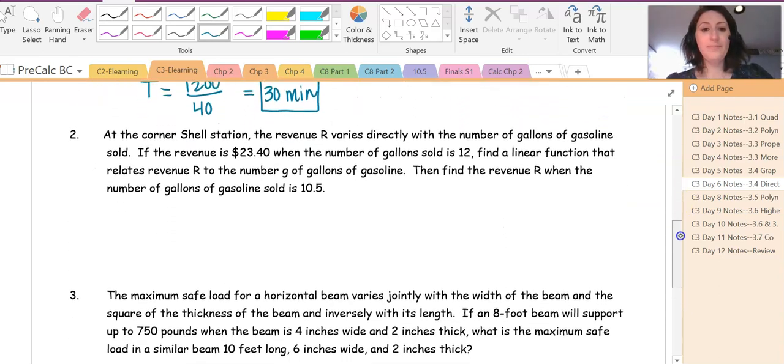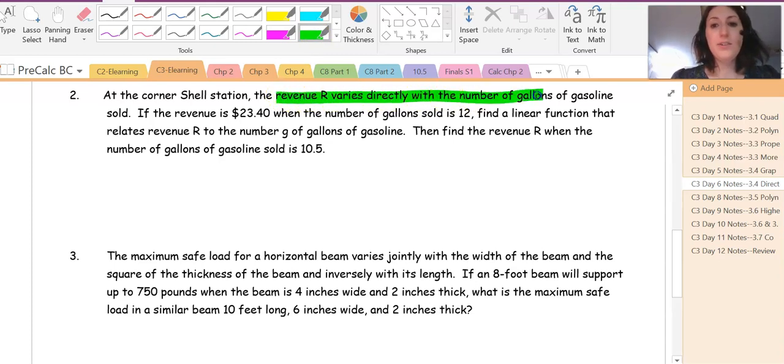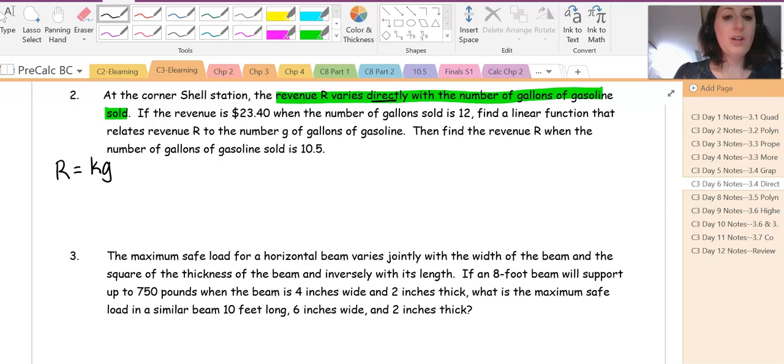All right, let's try another one. At the corner Shell station, the revenue R varies directly with the number of gallons of gasoline sold. So revenue varies directly with number of gallons of gasoline sold. That tells us that revenue equals k times, because it's directly, G for gasoline. If the revenue is $23.40 when the number of gallons sold is 12, find a linear function that relates revenue R to number G of gallons of gasoline.